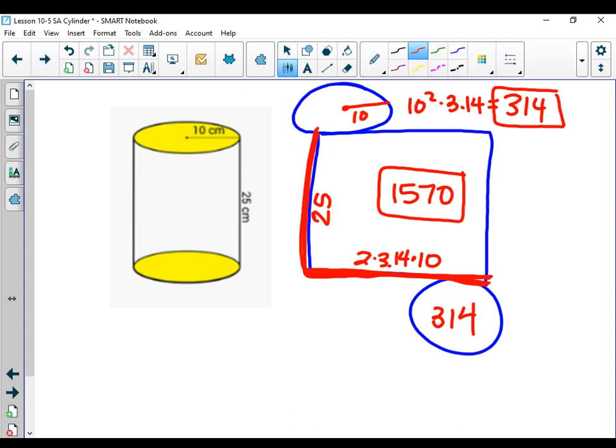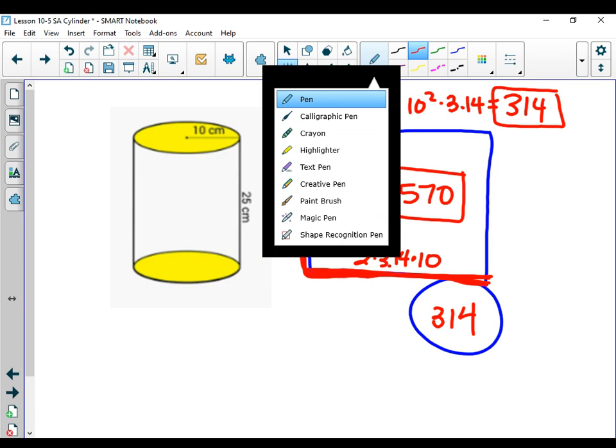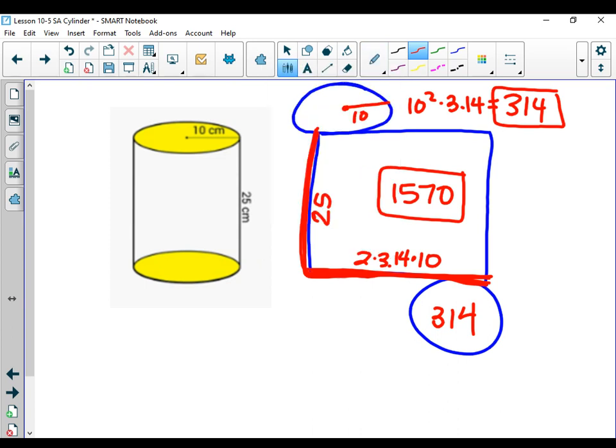Add them all up. Circle plus rectangle. I got it. Circle plus rectangle.